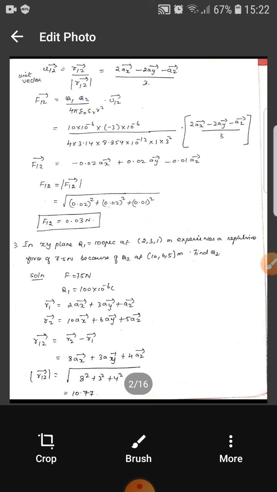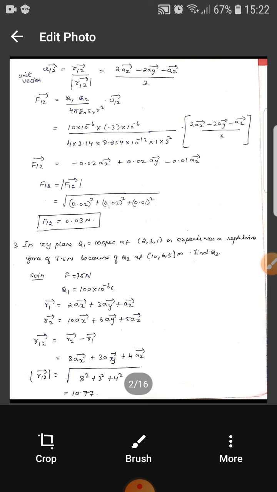Third question, in x1 plane, Q1 is equal to 100 microcoulomb at point 2, 3, 1 experiences a repulsive force of 7.5 Newton because of Q2 at 10, 6, 5 meter. Find Q2. Solution. Here you are given Q1 point and the force.